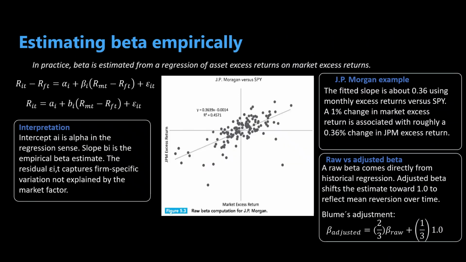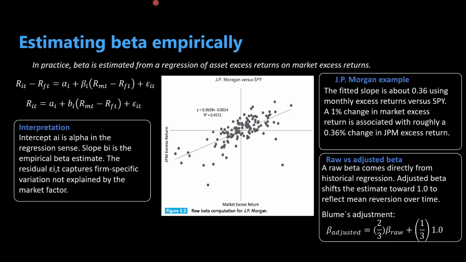Let's see how beta is estimated using historical data. Theoretical beta is elegant, but how do practitioners actually estimate it? The answer is through linear regression. The empirical model is Ri minus Rf equal to alpha i plus beta i times [Rm minus Rf] plus the random error epsilon.